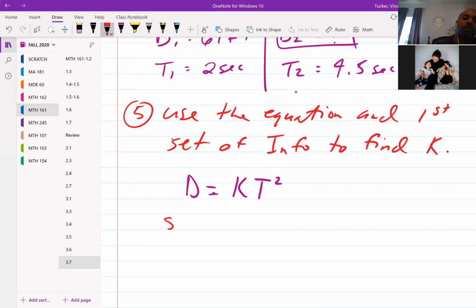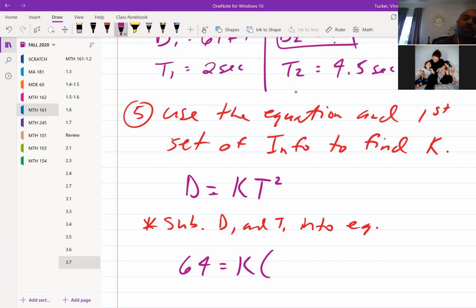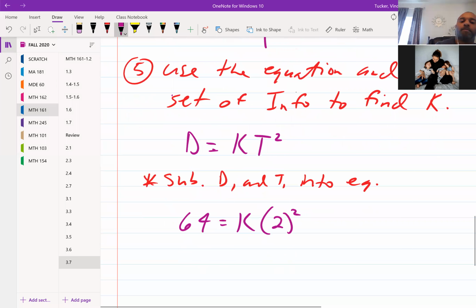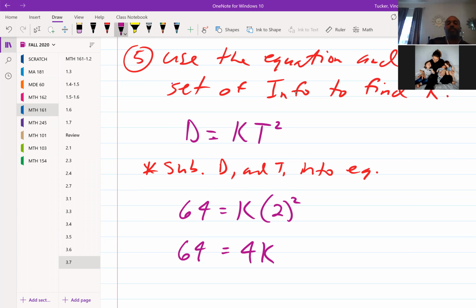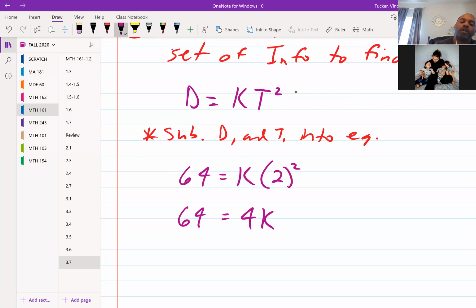Go ahead and substitute D1 and T1. So that's 64 equal to K times 2 squared. So 64 is equal to 4K. And go ahead and solve for K. Divide by 4. K is equal to 16.